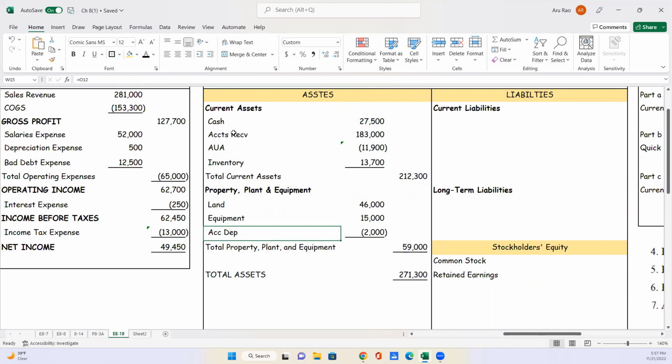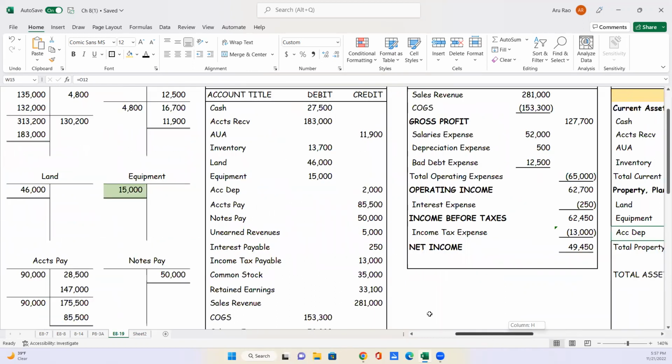What we do know is total assets must be equal to total liabilities and owner's equity. So before we get to that, let's look at our balance sheet. We've taken care of all of these items here so far. So let me put this in. Next thing we're looking at is liabilities. I have accounts payable, notes payable, unearned revenue, interest payable, income tax payable.